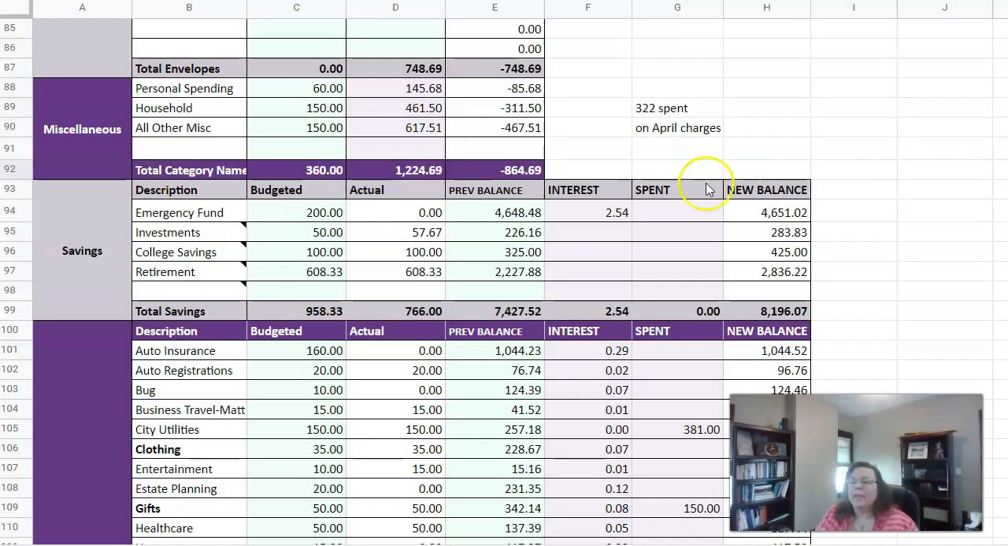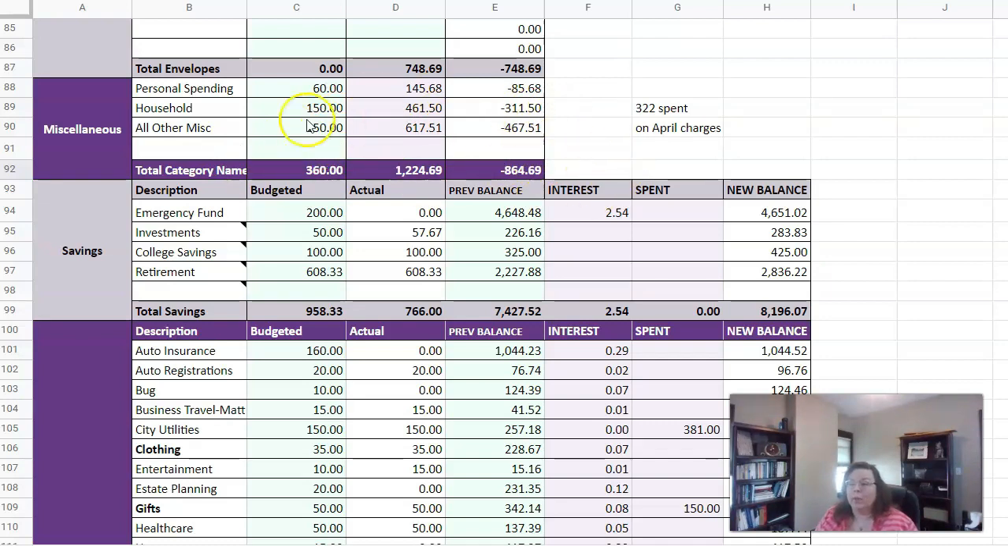Next up is miscellaneous. We had personal spending at $145. Matt and I were on fire in May and went way over by $85. Household, we spent $461, which was $311 over, and miscellaneous $617, which was $467 over. Now, that brings our total to $1,224, which is $864 over. This is definitely, along with food, those are two categories that we really, really struggle with.